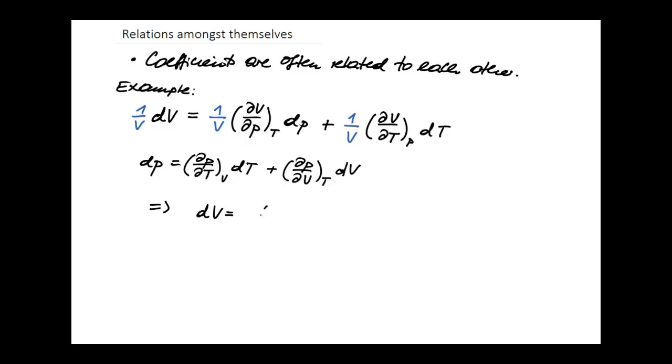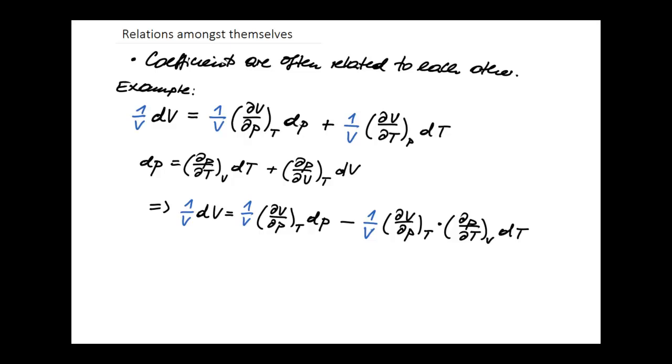So this is dV over dP at constant temperature, dP, minus dV over dP at constant temperature, times dP over dT at constant volume, dT. And this equation, again, I can multiply with 1 over the volume.